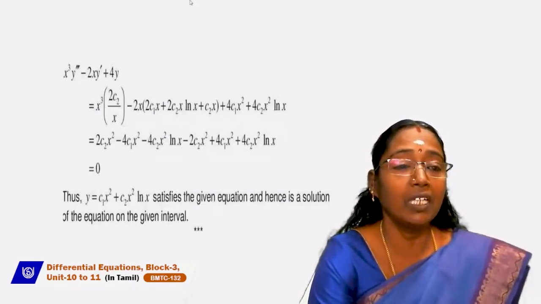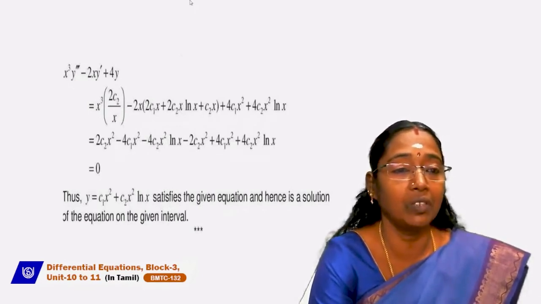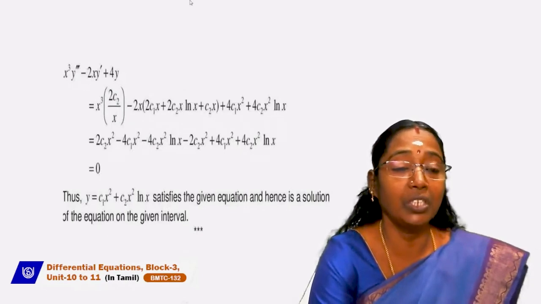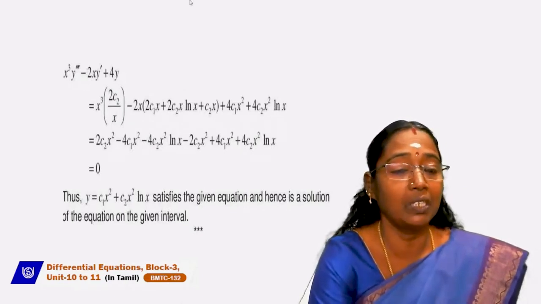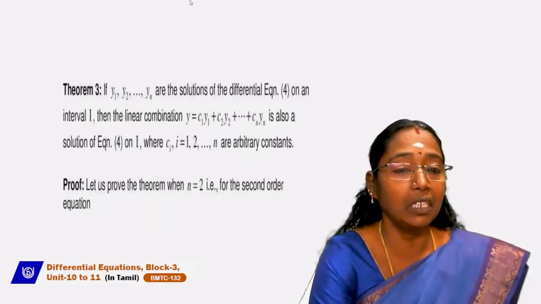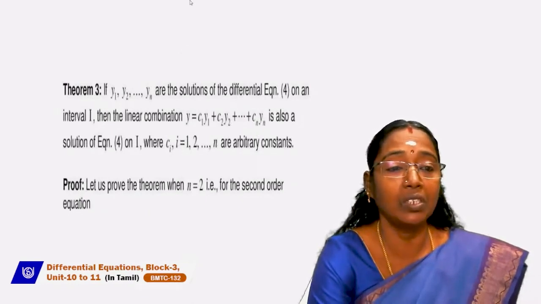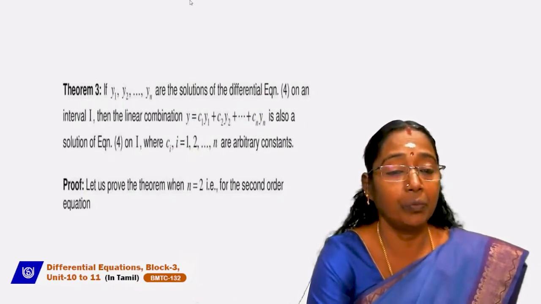So note a point that if the individual functions are solutions of the given differential equation, then their linear combination is also a solution of the given differential equation on the given interval. That is a point to note down from this example. Next, theorem 3. If y1 up to yn are solutions of the differential equation on an interval I, then the linear combination is also a solution of the given equation with arbitrary constants.